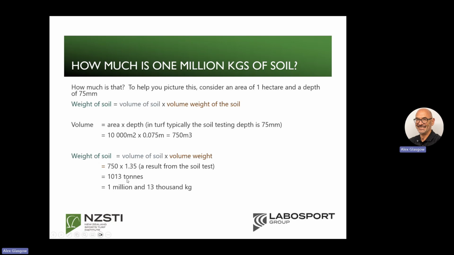750, the volume, times 1.35, which is the result from the soil test. That equals 1,013 tons. And if you want to express that in kilograms, because that's where we're going with this, that equals 1,013,000 kilograms. That's by multiplying the tons by 1,000. So interestingly, that's very close to 1 million. So if, when you work out your volume, your soil weight is pretty much bang on 1 million, you can then just say the parts per million results in the soil test result are pretty much equivalent to an actual kilogram amount, but it won't always work out like that.